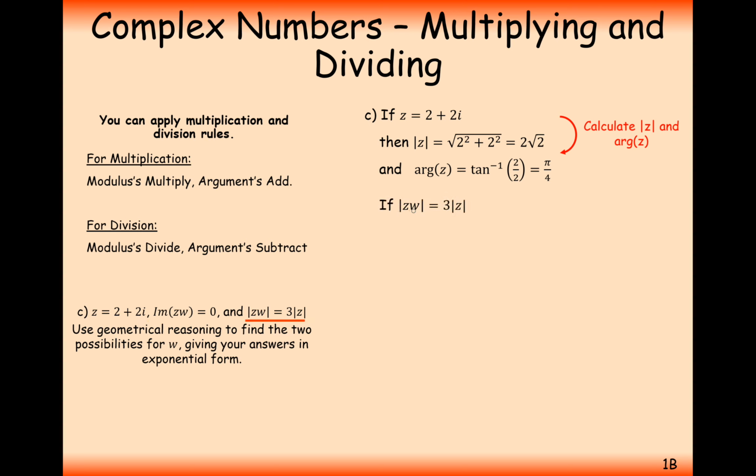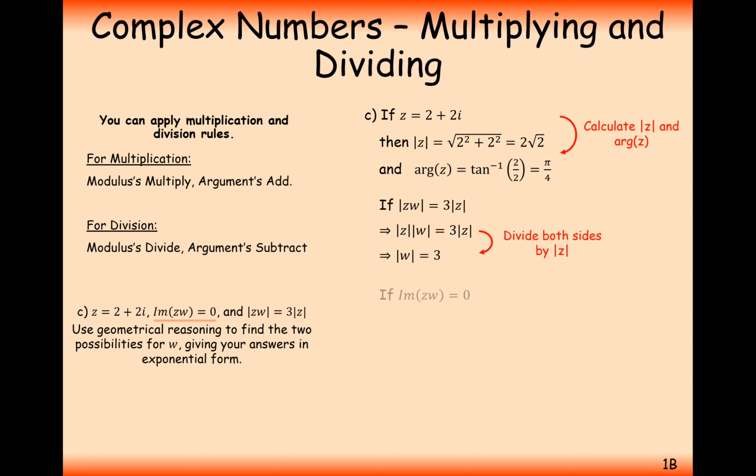If the modulus of zw is equal to 3 times the modulus of z, then using the rules of multiplying complex numbers, we can split the left-hand side up into the modulus of z times the modulus of w, and cancel out the modulus of z on both sides. So we now know that the modulus of w is 3. So when we're trying to find the two possibilities for w, we know that w is going to have a modulus of 3.